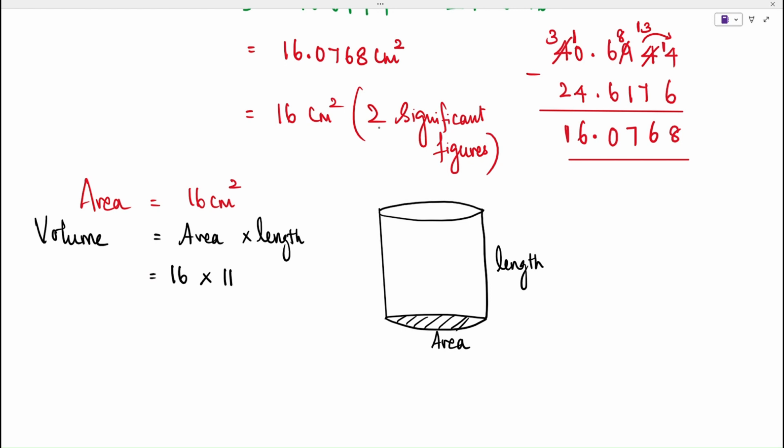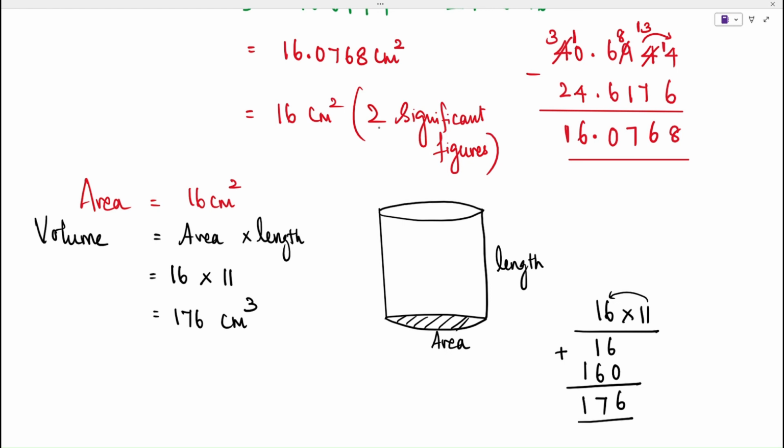So we're going to do this multiplication now. So 16 times 11, 1 times 6 is 6, 1 times 1 is 1. We're going to add a 0, and we're just going to write that out again, because still 1 times 6 is 6 and 1 times 1 is 1. Adding it together, we get 6, 7, and 1. So we have 176 as our volume.